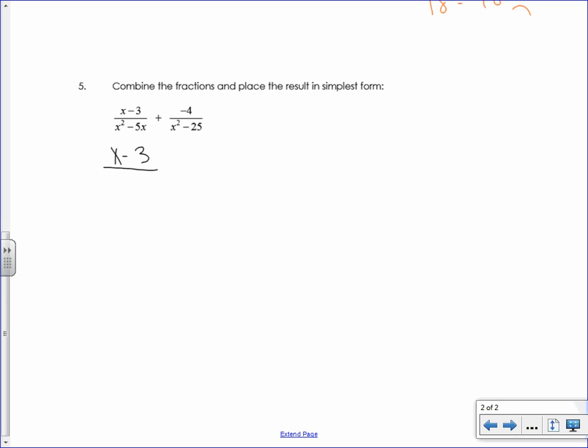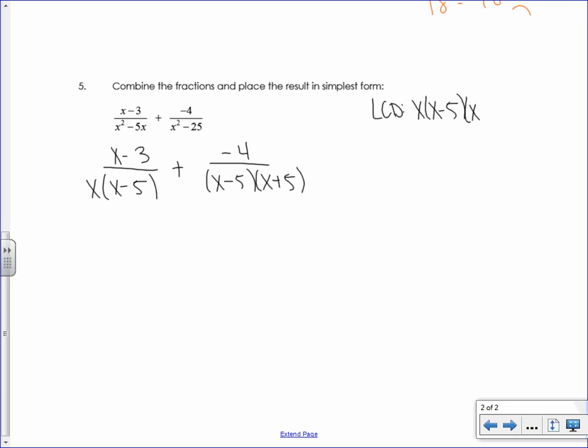There's a GCF in the first one. You can pull out an x and you're left with x minus 5. And the second one is the difference of perfect squares. So it's x minus 5 times x plus 5. The smallest thing that has all of the denominator factors multiplied together, aka your least common denominator, is going to be x times x minus 5 times x plus 5. The smallest thing that all three of these multiply together to.